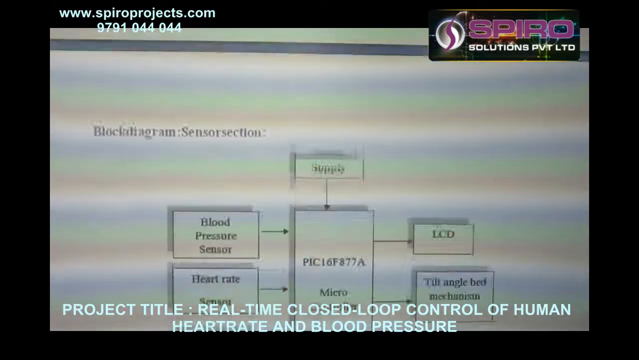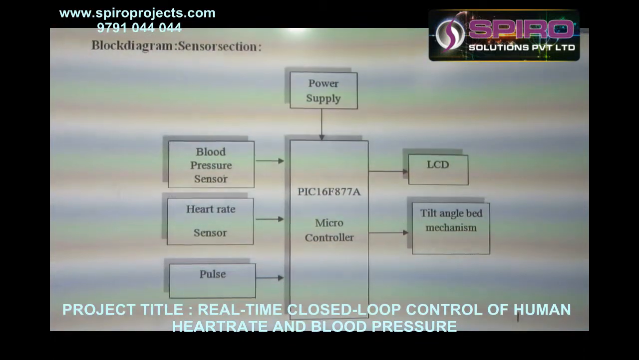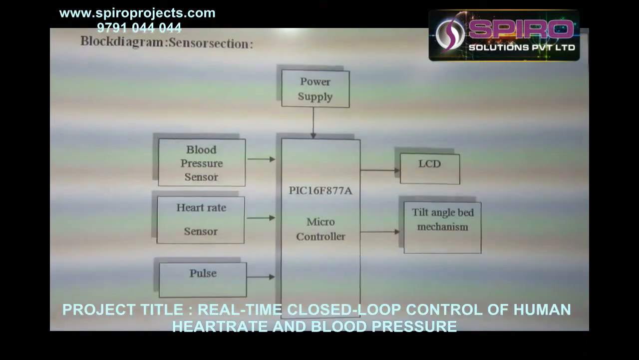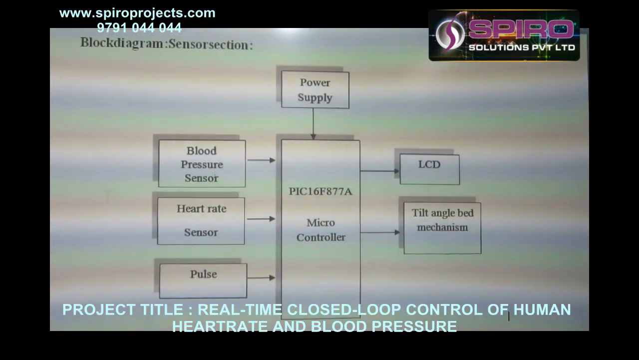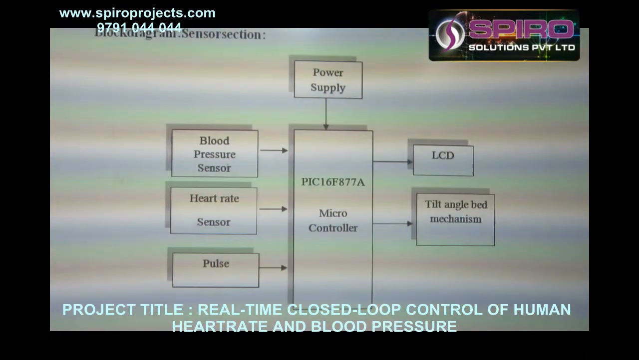This is the block diagram of our project. In this block diagram, we use a blood pressure sensor, a heart rate sensor and a pulse sensor. The heart rate sensor and pulse sensor are used to monitor the heart parameters of the patient. The blood pressure sensor is used to monitor the blood pressure of that particular patient. All the information is given to the controller.